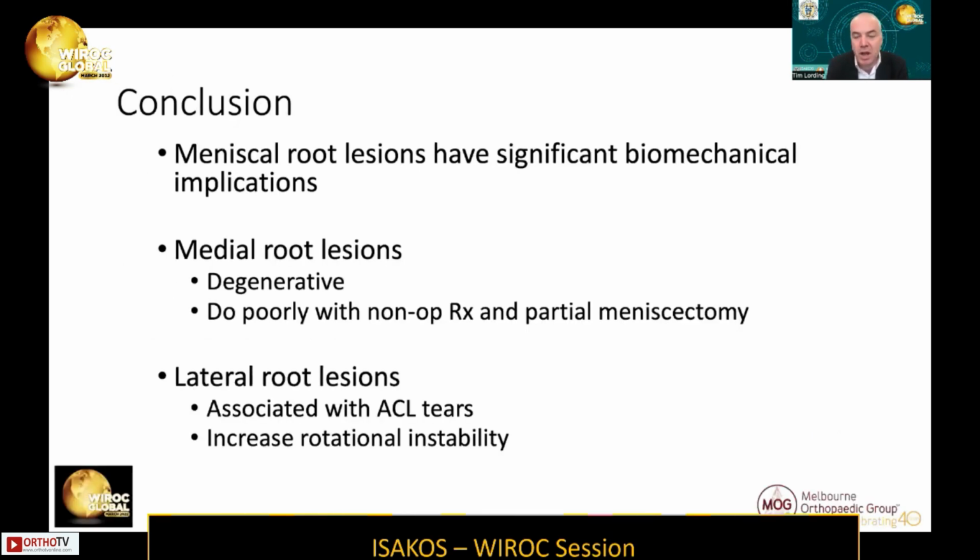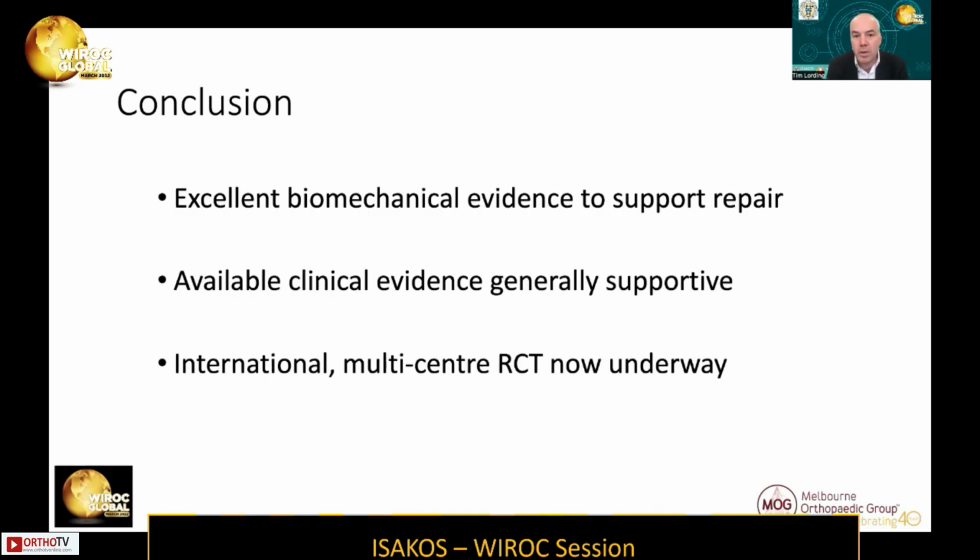So in conclusion, meniscal root lesions have significant biomechanical implications. Medial root lesions tend to be degenerative, and they do poorly with non-operative treatment and partial meniscectomy. Lateral root lesions are associated with ACL tears and increase the rotational instability. There's excellent biomechanical evidence to support repair, and the available clinical evidence is generally supportive. And we now have an international multi-centre randomised trial to give us some more high-level evidence.